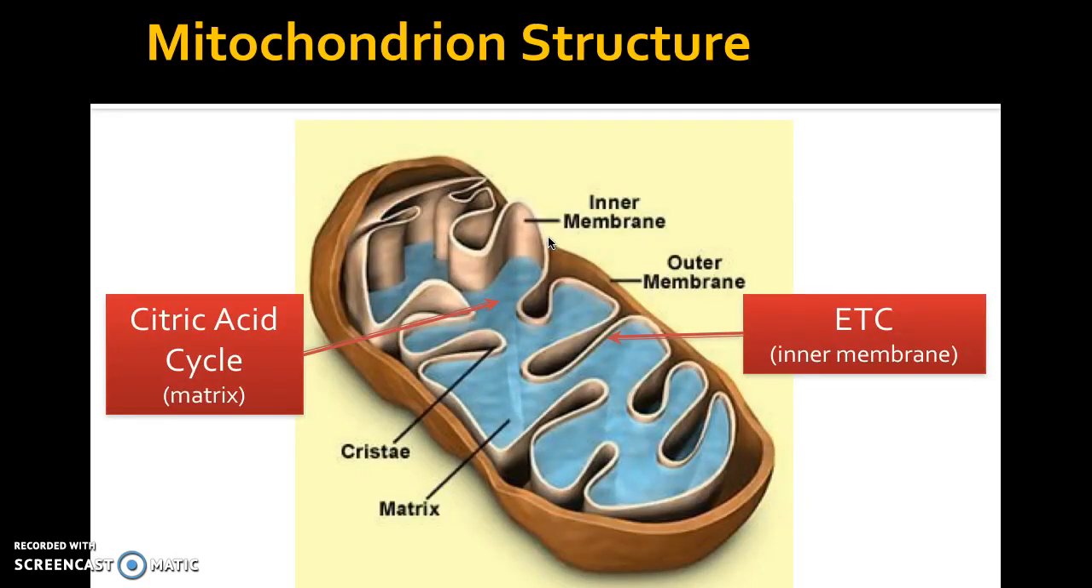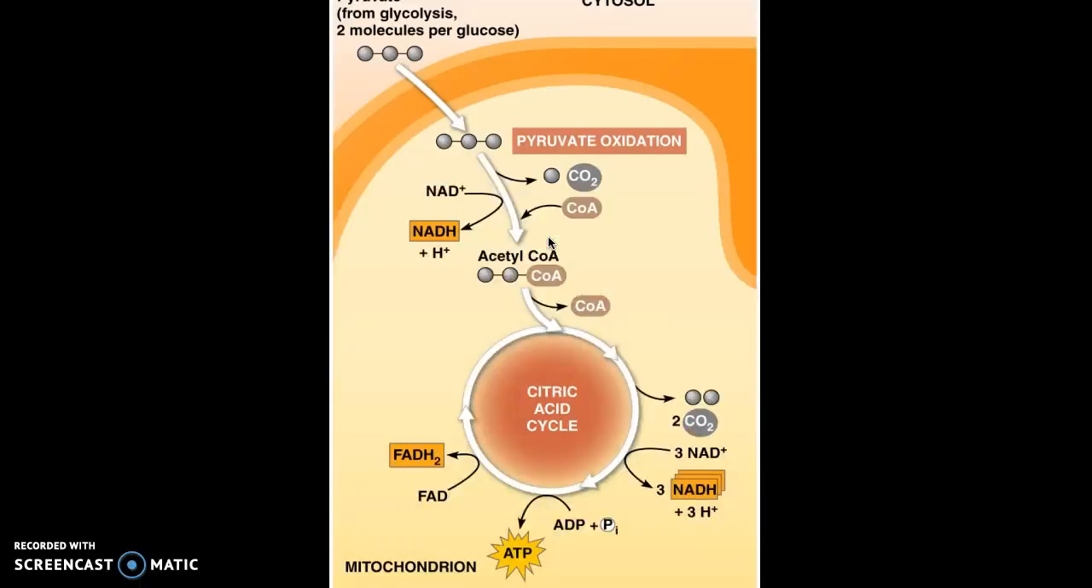The location of oxidative phosphorylation and ultimately the citric acid cycle, or the Krebs cycle, is inside the mitochondrial matrix. The mitochondrial matrix is the fluid within the mitochondria. Here you can see an overview of pyruvate oxidation and the citric or Krebs cycle. Ultimately, again, pyruvate needs to be converted to produce a small amount of ATP.